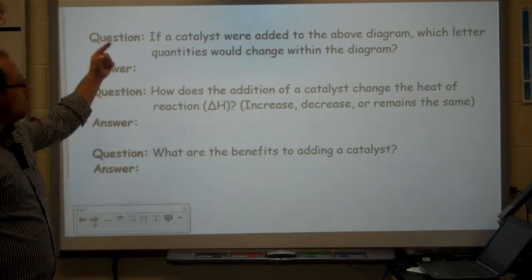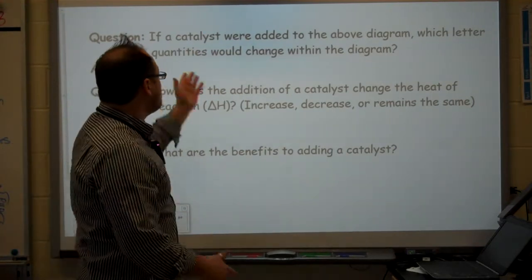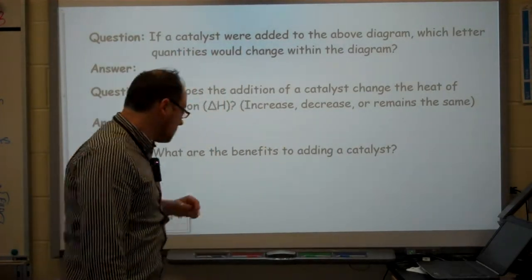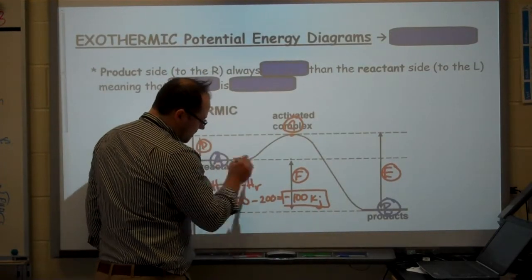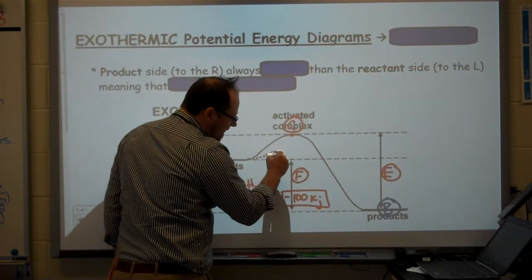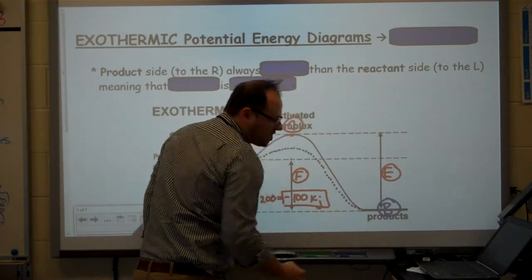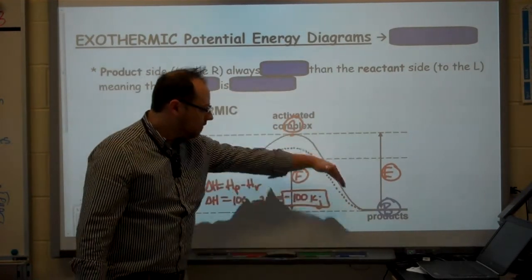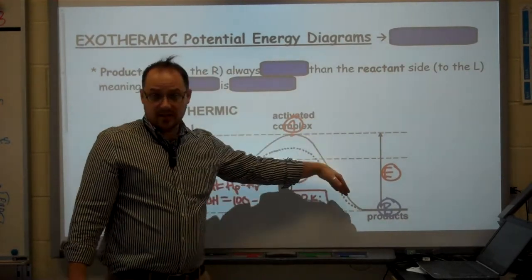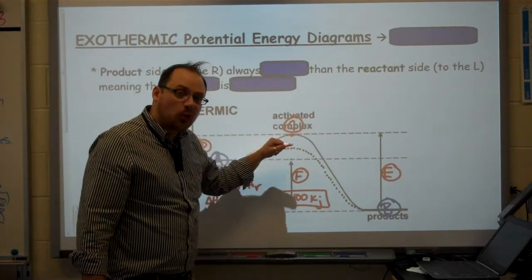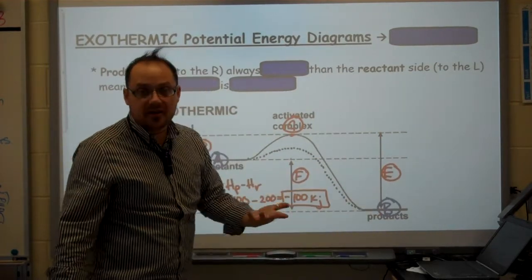We have to ask ourselves, what does a catalyst do to the reactions and activation energy? Which letter quantities would it change within the diagram? And I want you to draw this in your chart. A catalyst doesn't change the heat of the reactants or the products, it just changes how much activation energy is needed. It's a tool. It's like a tunnel through the mountain. If you think of this as a mountain from the products village to the reactants village, you could either go up over the top of the mountain, it takes a lot of energy to do that, or if you make a tunnel through, it takes a lot of energy to make a tunnel, but the path is much shorter, faster, easier to get to now.